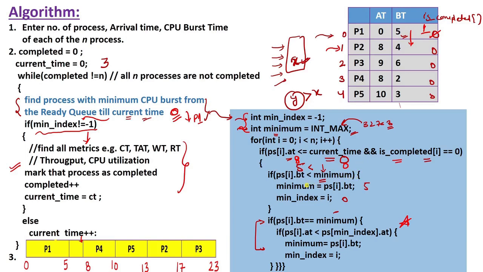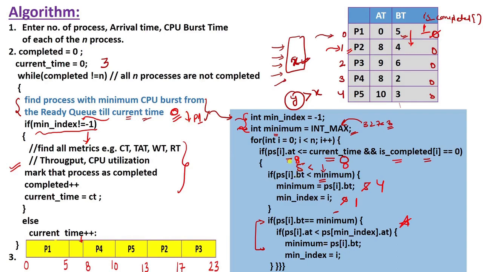So I will select this process because its burst time is 4 and it is lesser than the minimum. I will say the minimum is your burst time, that is 4, and your index is 1. Now I will come here and say the minimum is 4, my burst time is 4, 4 is equal to 4, but this condition will be false because the arrival time 8 is not less than the minimum index process's arrival time, which is also 8. Currently this is the minimum, but after the completion of this loop I should get P4 as the minimum. See if it will run or not.